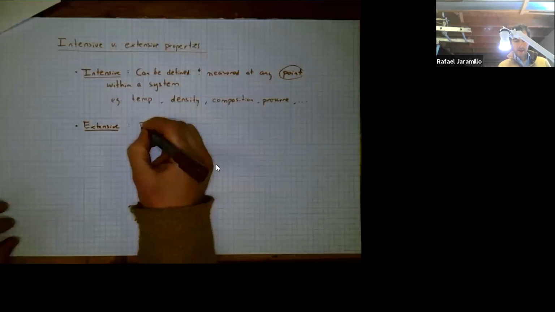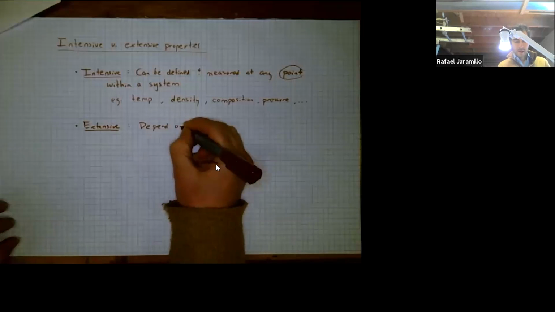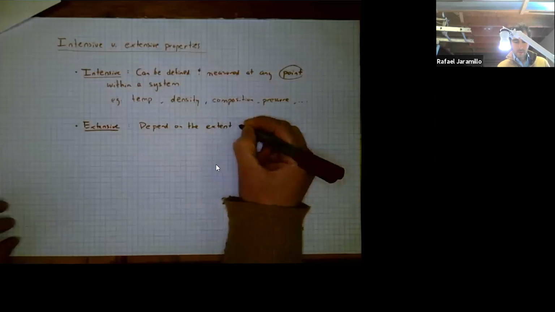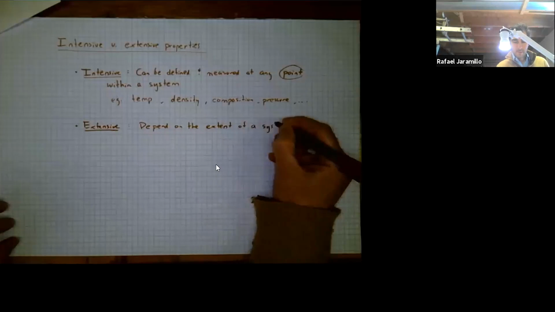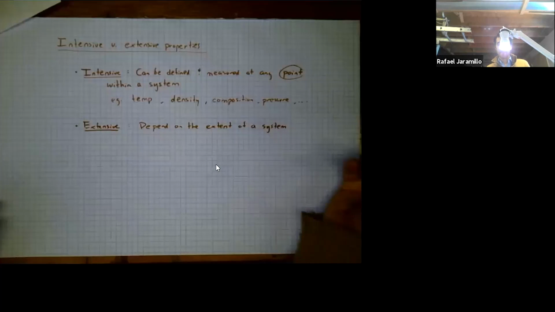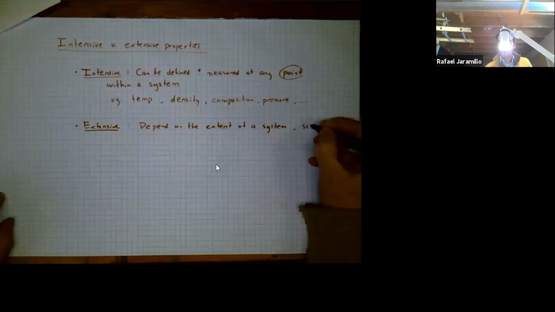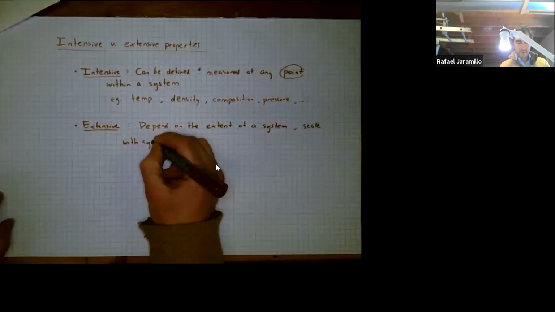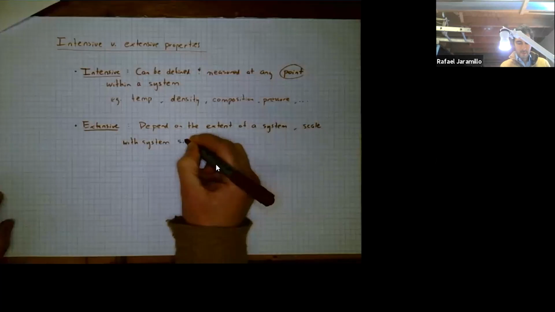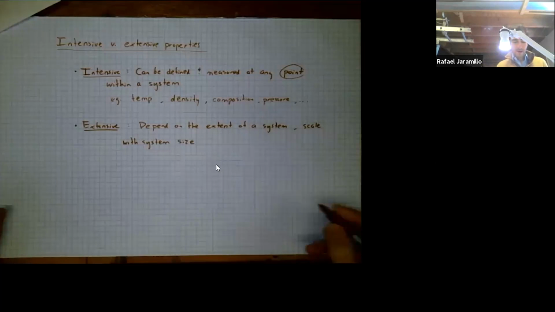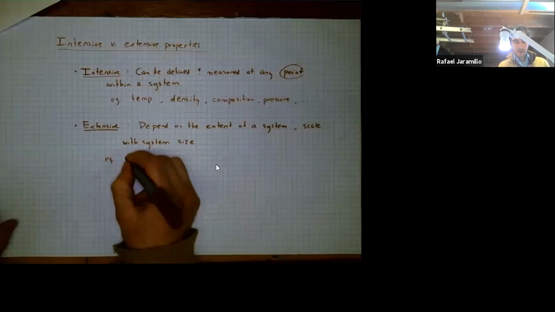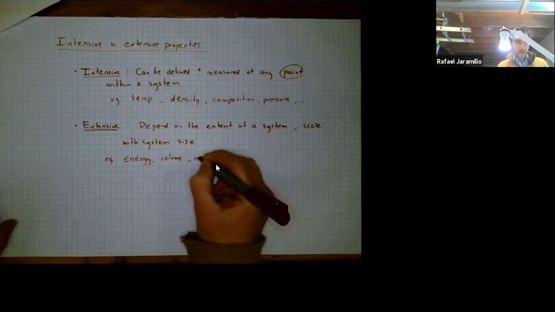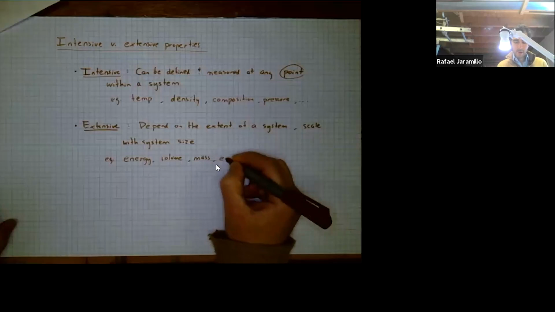Okay, extensive. Extensive properties depend on the extent of a system, and they scale with system size. All right, so some examples here would be energy, volume, mass, entropy, and so forth.